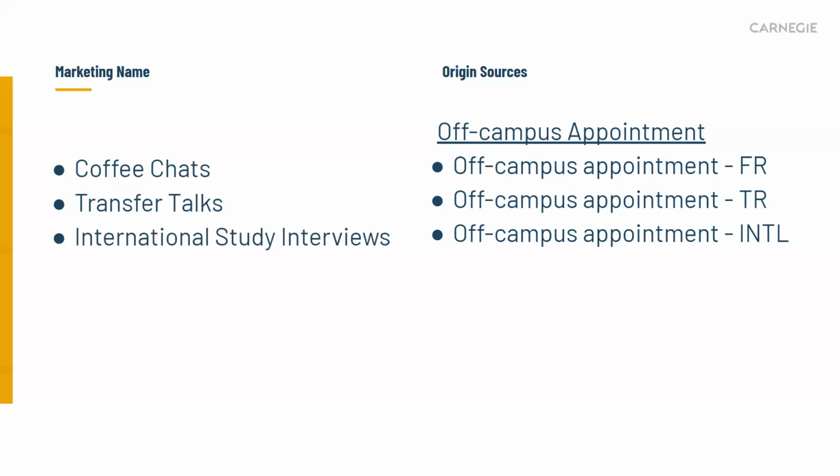But maybe this is too granular for your needs, and instead you decide to label them all as off-campus appointment. So my sample here, my first set, off-campus appointment, freshman transfer versus international, is their summary, and then their origin category is off-campus appointment, or you can be a little more broad and just call them all off-campus appointments with a category of recruiting.